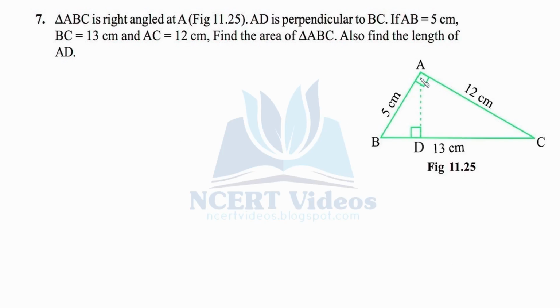If you can see here, it is right angled at A, that is 90 degrees. AD is perpendicular to BC. AD is perpendicular to line segment BC. If AB equals 5 centimeter and BC equals 13 centimeter, that is a base, and AC equals 12 centimeter, that is one of the sides of this right angle triangle. Find the area of triangle ABC. Also find the length of AD.